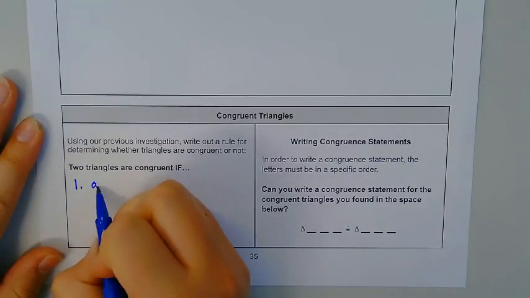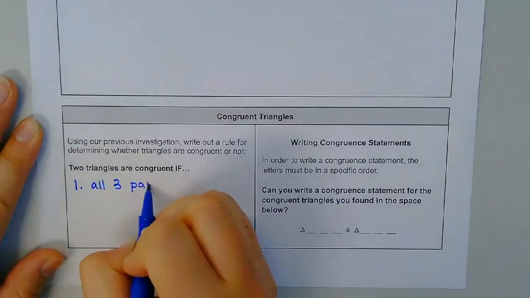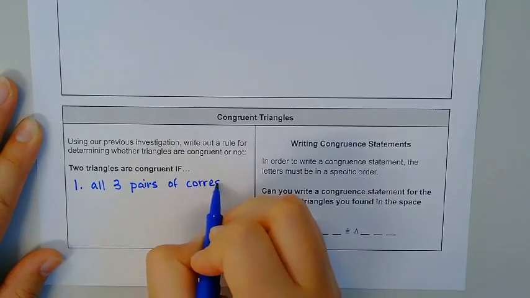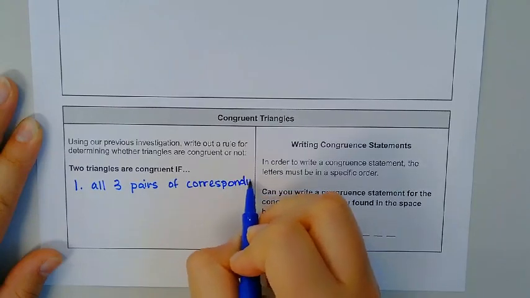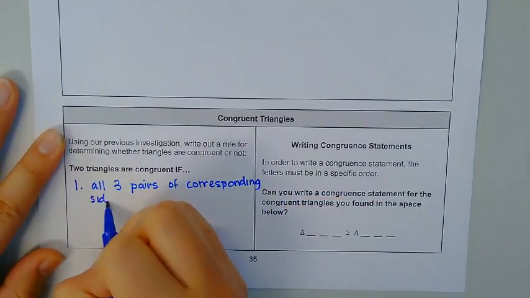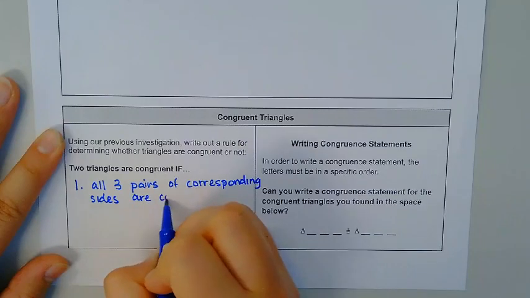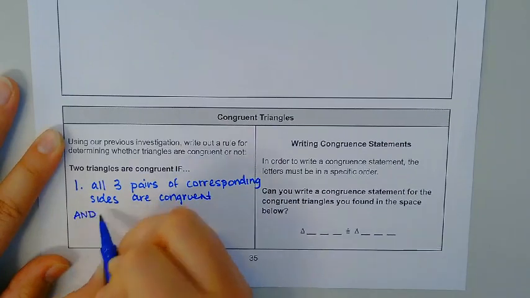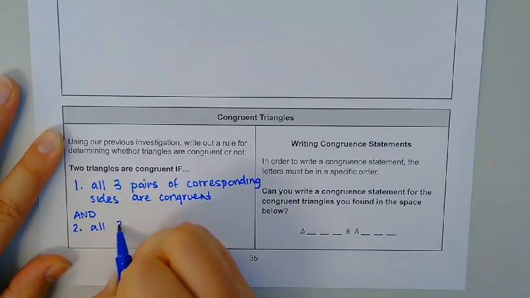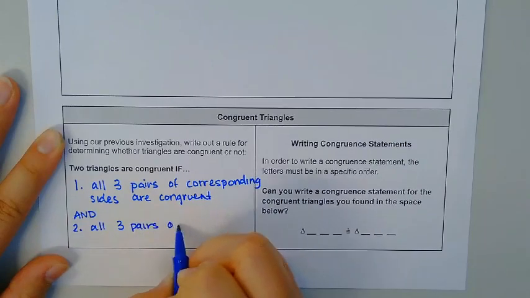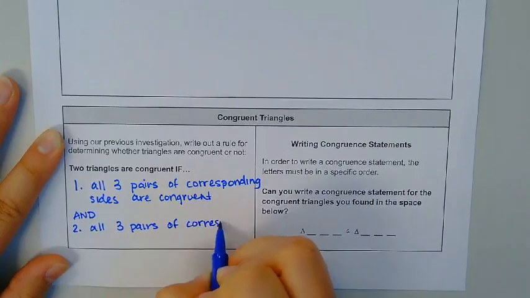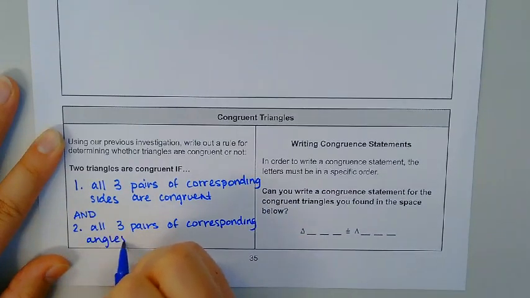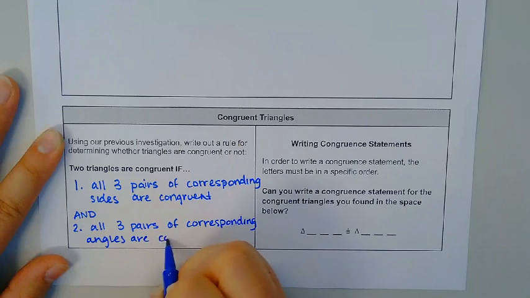So the first one is all three pairs of corresponding sides are congruent, and the second thing we would need then is all three pairs of corresponding angles are congruent.